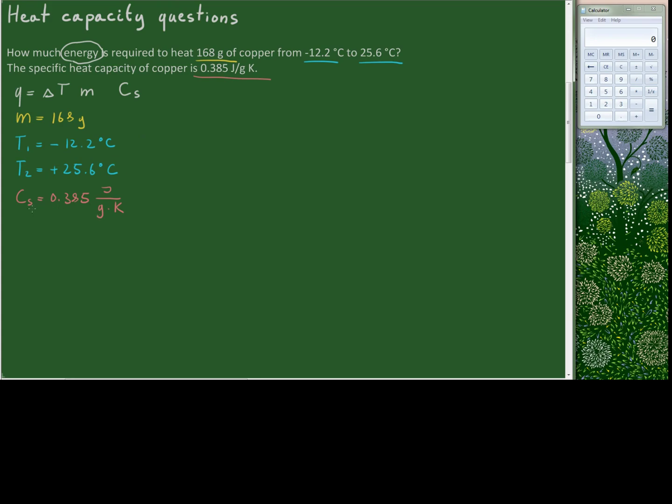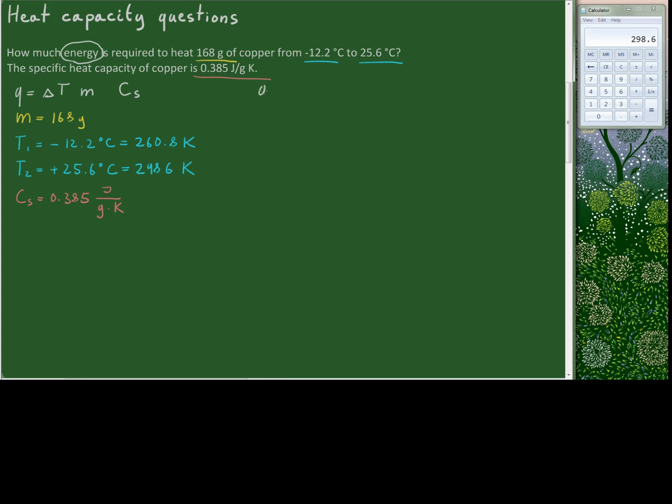Notice that the specific heat capacity is given as joules per gram Kelvin, so it might be a good idea to convert our temperatures into Kelvin as well. So let's do that quickly. This becomes 260.8 Kelvin. All I have done is added 273 to minus 12.2. Then we have 25.6 plus 273 is 298.6 Kelvin.